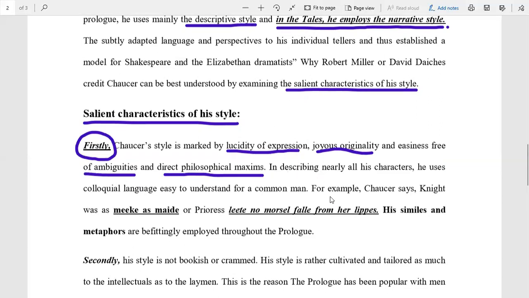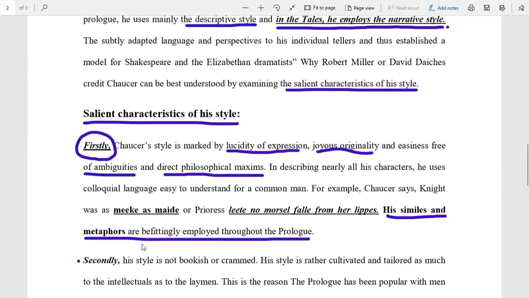In describing nearly all his characters, he uses colloquial language easy to understand for a common man. For example, Chaucer says, "night was as meek as maid," or "Prioress let no morsel fall from her lips." His similes and metaphors are befittingly applied throughout the prologue. This is also an important thing, that he has taken support of similes and metaphors to enrich his prologue.